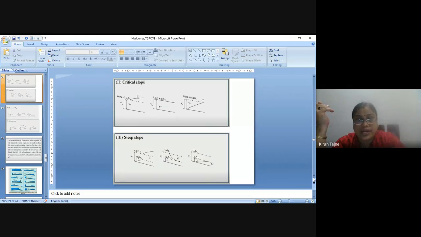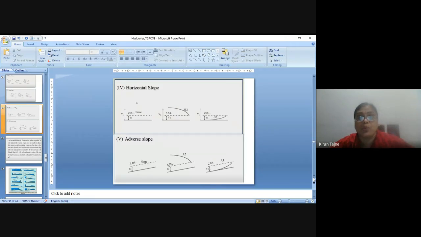Sorry, here the condition is Yn is greater than Y, which is greater than Yc. Here in between there is Y. So for the third condition, Yn is greater than Yc, which is greater than Y. This is S3 type of steep slope.